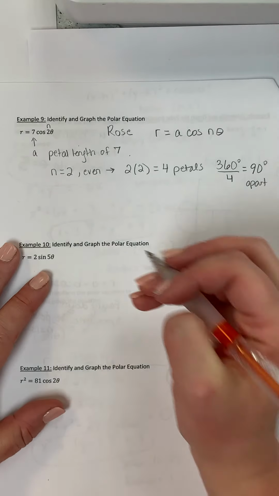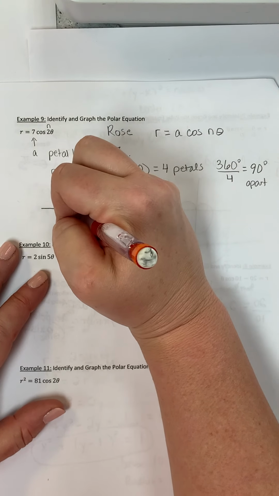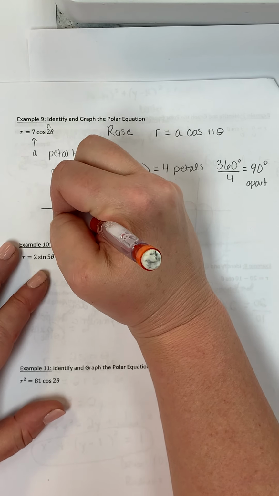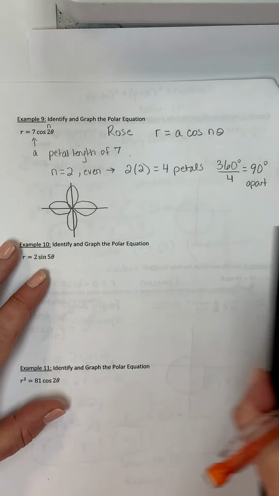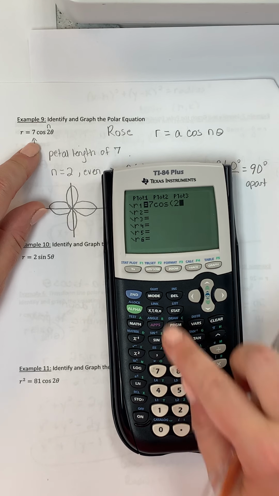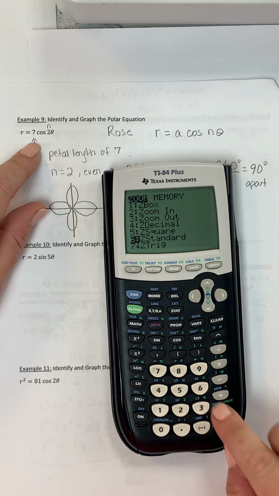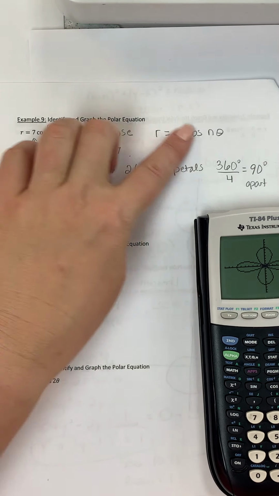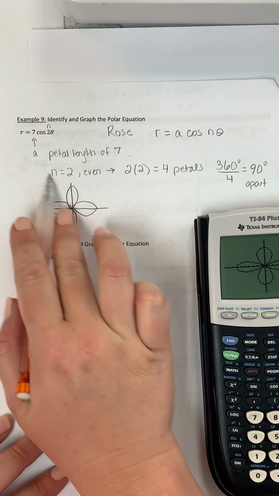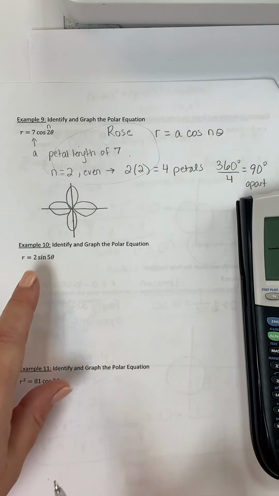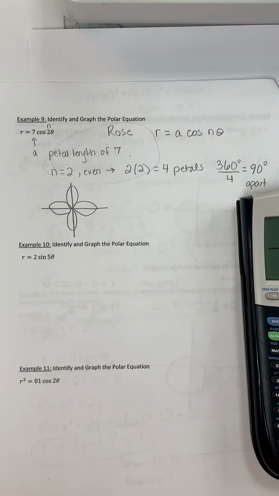All right, here we go. So I want to identify the graph that looks like that. Now, I can always go in, I can graph it, 7 cosine 2 theta. Let's do a standard here. There we go. That's what I'm looking for. And I would just click on the graph that looks like this, that has this information. Okay, this is what it means by identify. This is what it means by graph. Just pick the graph.